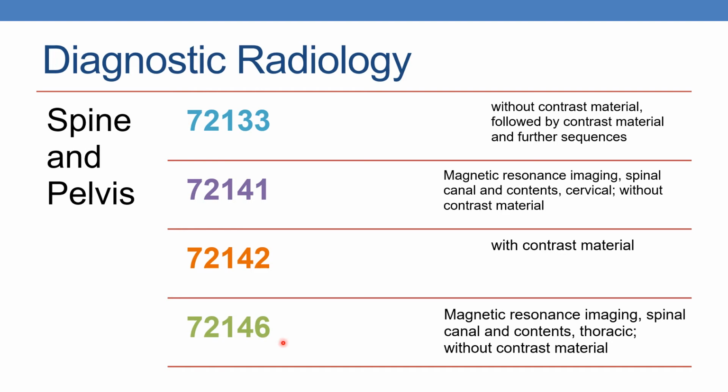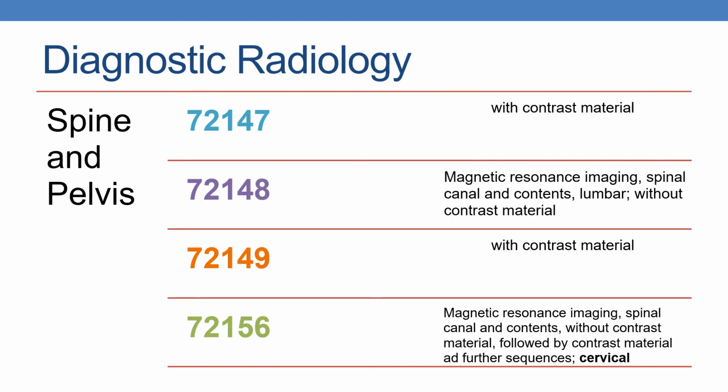The next is 72146, magnetic resonance imaging, spinal canal and contents, thoracic without contrast. The next CPT is 72147, which is nothing but magnetic resonance imaging, spinal canal and contents, thoracic with contrast material. The next is 72148, magnetic resonance imaging, spinal canal and contents, lumbar without contrast. 72149 is MRI, spinal canal and contents, lumbar with contrast.